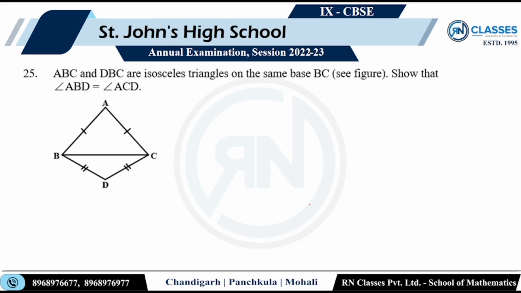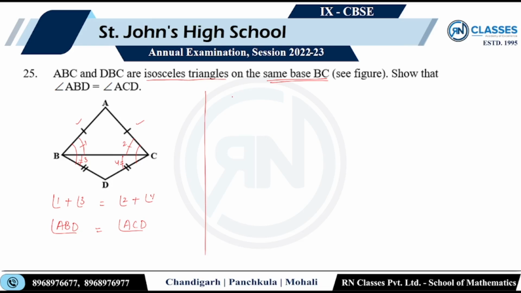Question number 25. ABC and DBC are isosceles triangles on the same base BC. Show that angle ABD is equal to angle ACD. Which is ABD? This angle. And which is ACD? This one, right. Now it is very simple. Since AB is equal to AC is given, I can say angle 1 is equal to angle 2. BD is equal to CD is given, so I can use angle 3 is equal to angle 4. So I can simply write angle 1 plus angle 3 will be equal to angle 2 plus angle 4. I only added, and I can write angle ABD will be equal to angle ACD, right? Because I knew these two are equal and these two are equal, I can easily write this by just adding, using the properties of an isosceles triangle.